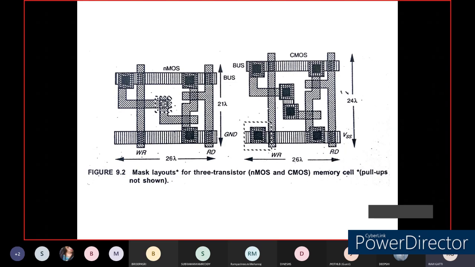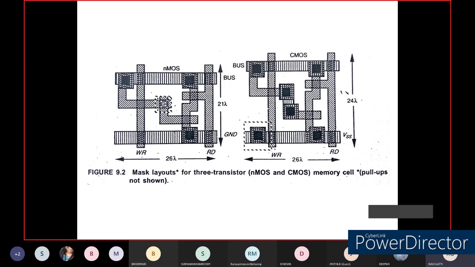So the total length and width is 21 lambda by 26 lambda for NMOS, whereas for the CMOS technology it is 24 lambda by 26 lambda. And you can see here in the implementation using CMOS technology we have used via contact cuts, along with the buried contact cuts. We have used the via contact cuts also for the connection to the VSS terminal.